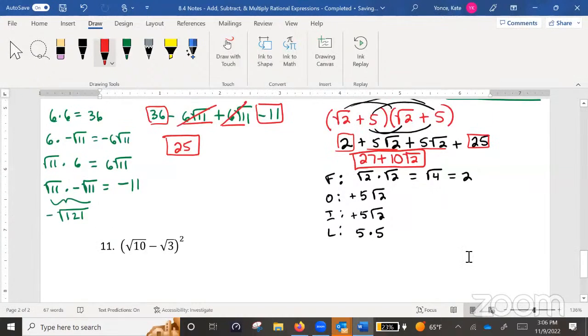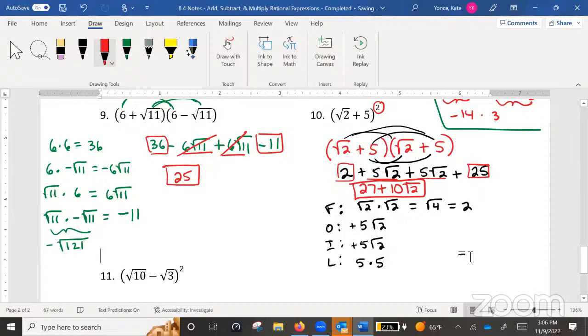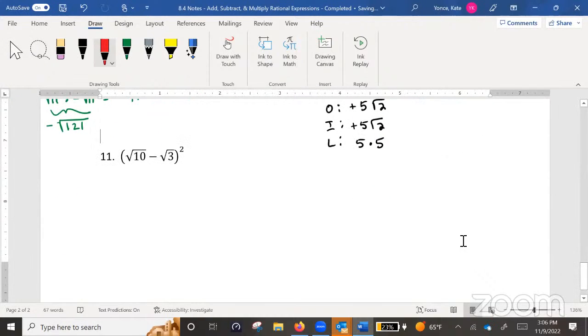Number 11, it's the same concept as number 10, right? It's a binomial squared. The only difference here is both are radicals. So see what you can do with that.